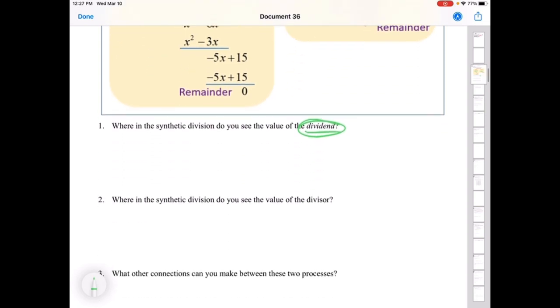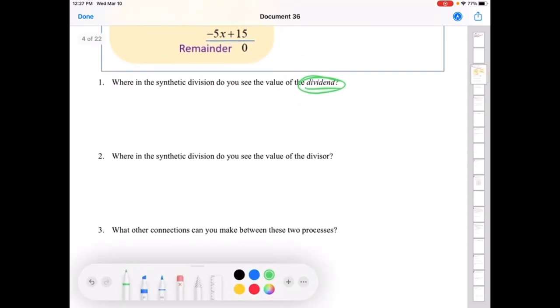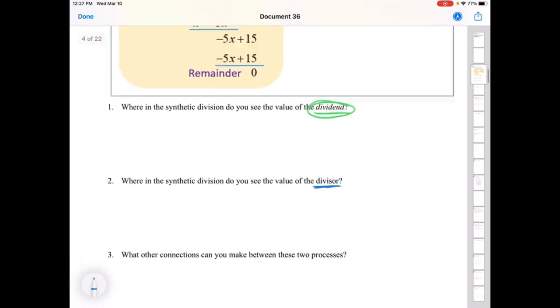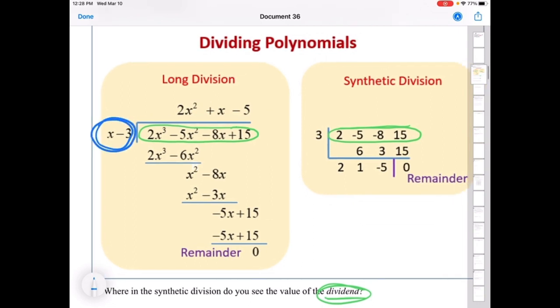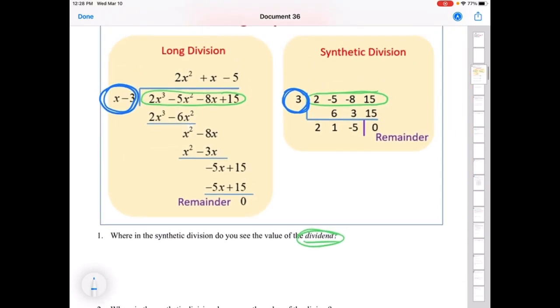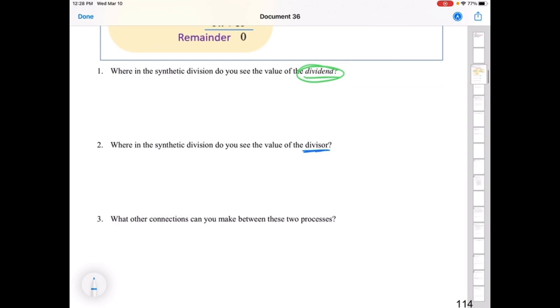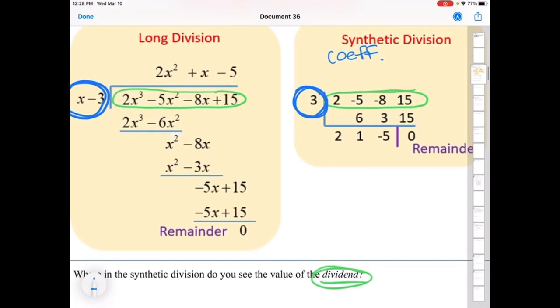Then it asks, and let's change to blue, where in the synthetic division do you see the value of the divisor? Well, my divisor in long division is right here to the left side, but so is my synthetic division divisor. In both long division and synthetic division, it's on the left-hand side. The only difference is, like we talked about before, we're only accounting for the coefficients. What other connections can you make between these two processes?